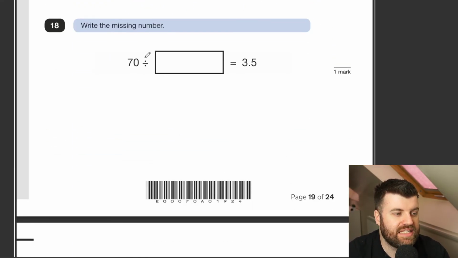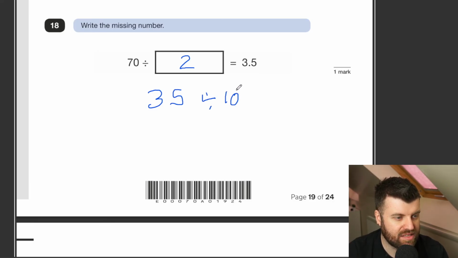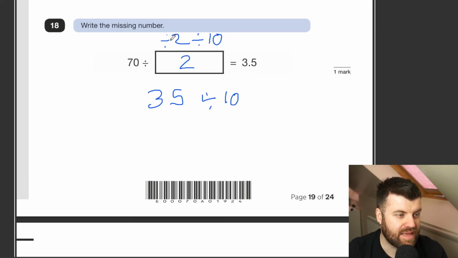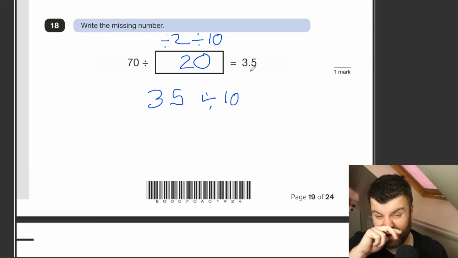Write the missing number. 70 divided by what is 3.5. Now, if I did 70 divided by 2, I'd get 35. And I need to get it 10 times smaller to make it 3.5. So what I need to do here is divide by 2 and divide by 10. And using that rule we spoke earlier about how factors help us here, we know that's the same as dividing by 2 times 10, which is 20. So 70 divided by 20 is 3.5.